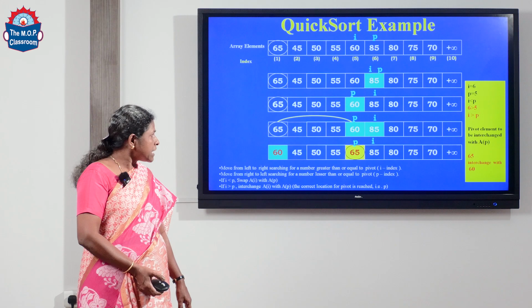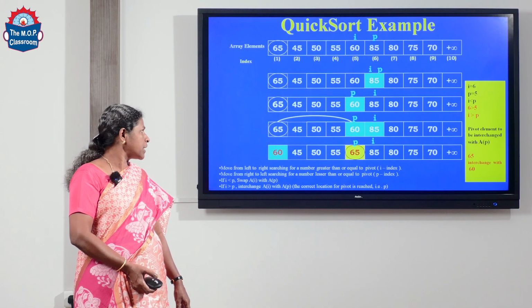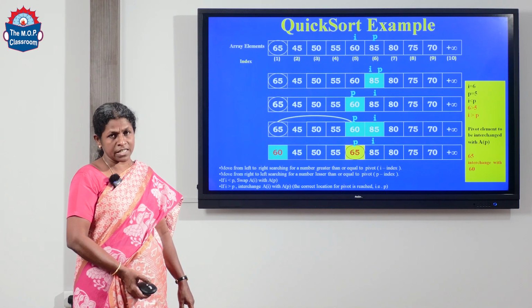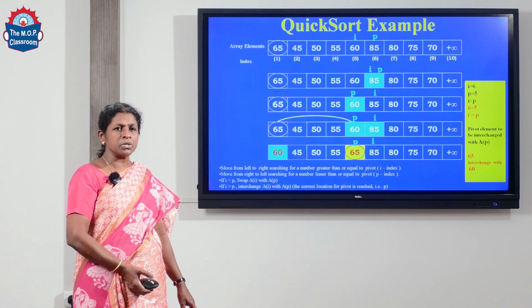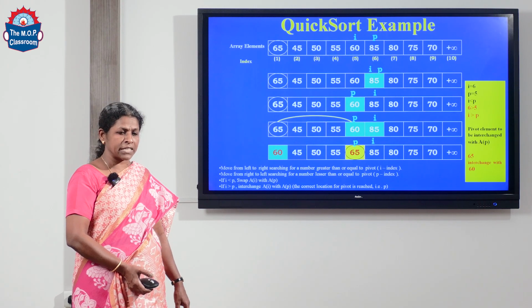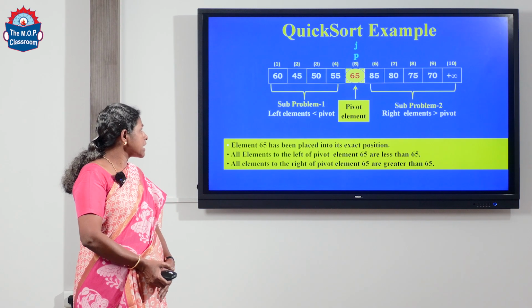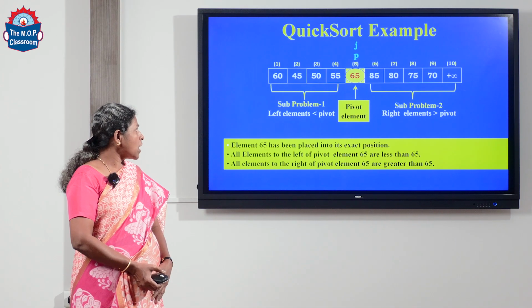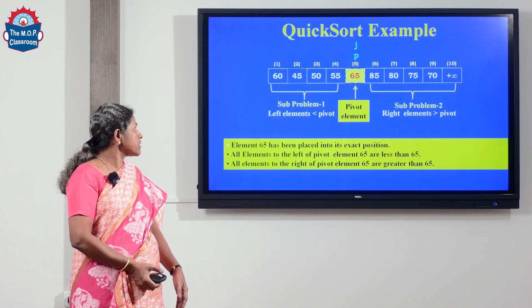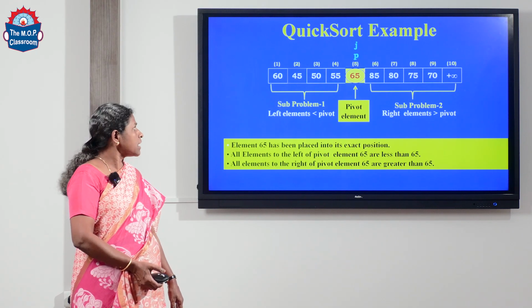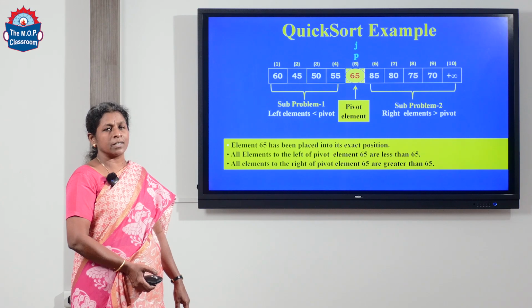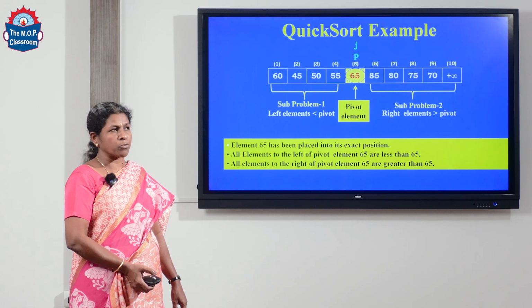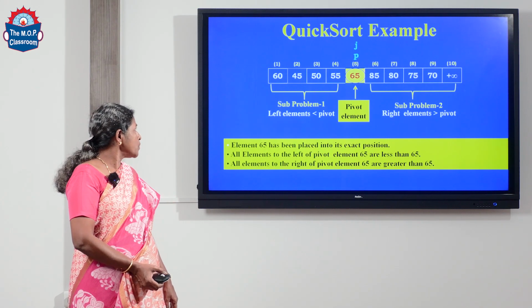Similarly, if you take your right hand side problem, what do you have? 85, 80, 75, 70 and plus infinity. So, this will be the right side problem. You will apply the same process on this problem. So, now you have two sets of problems to be solved. If you see your next slide, I have shown how the problem is split. 65 is the pivot, the left side is subproblem 1, the right side is subproblem 2. For the left side subproblem, I need a greatest number. So, I am going to use a pivot as the greatest number and I am going to repeat this process.